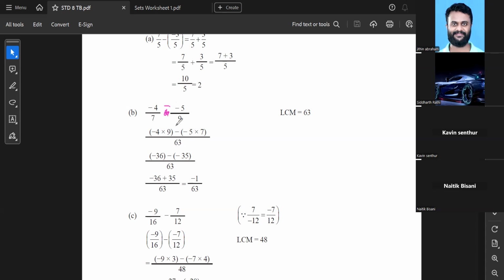So what happens over here, you take the LCM of 7 and 9, the LCM becomes 63. You multiply 9 with 4 and you multiply 7 with 5. Minus 5 multiplied by 7 is minus 35. Minus 4 multiplied by 9 is minus 36. Now minus and minus combine to give you plus. So minus 36 plus 35 gives you minus 1 upon 63. That is your rational number. I believe this much is clear.